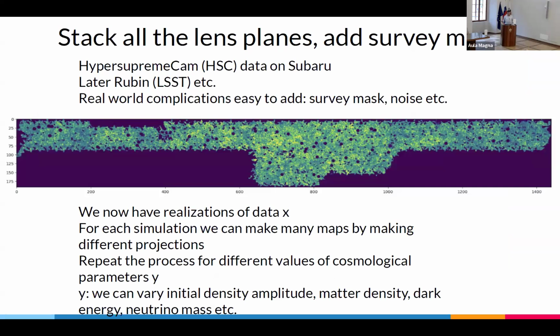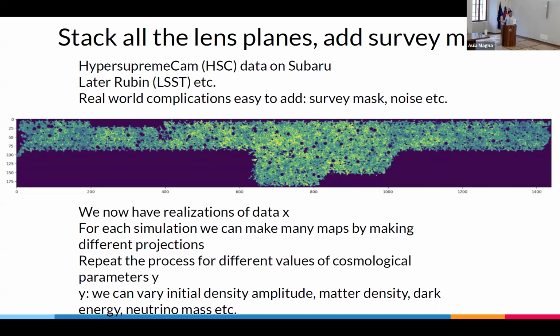And then finally, we also need to add the realism of an actual survey. So this would be an example for Hyper Suprime-Cam. You see, basically, I forget exactly, it's 60 degrees long and, I don't know, 10 degrees wide. And this is a survey mask, which is ugly, but moreover, you also see a lot of holes. Those are the stars that are too bright, and we cannot remove them from the data, so we just need to excise them out of the data. So these masks are pretty ugly.